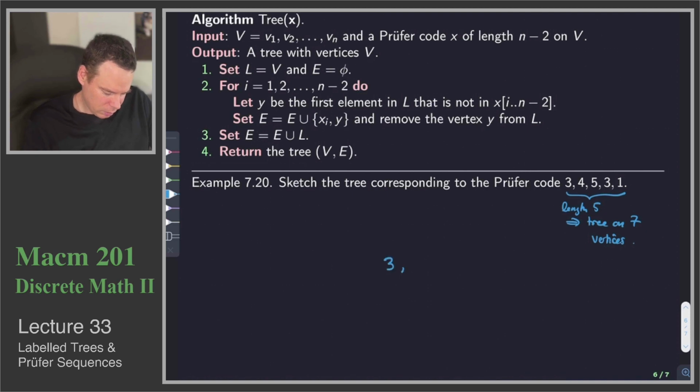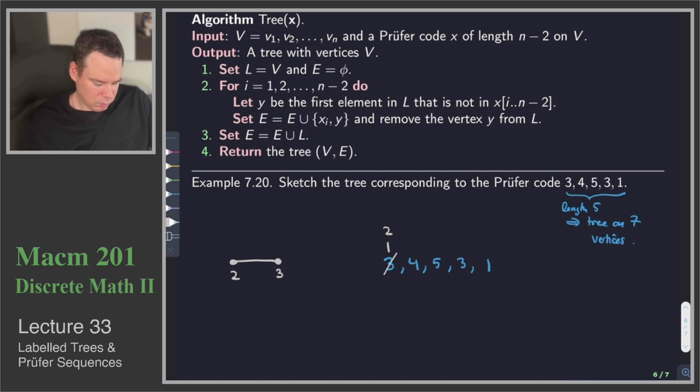And so let's write down that code. 3, 4, 5, 3, 1. And I'm going to do all my bookkeeping right on top of this code itself. So the first thing to observe is the smallest number that doesn't appear in this code is the number 2. And so the 2 had to be adjacent to the 3. So we've got that 3 and 2 are connected by an edge. And now we've dealt with that vertex 3, so we can continue on.